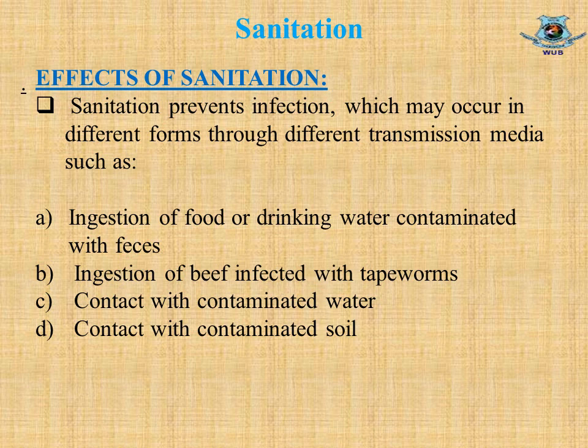Effects of sanitation. That means how sanitation prevents infections. Sanitation prevents infection which may occur in different forms through different transmission media such as: first one, ingestion of food or drinking water contaminated with feces. Feces means excreta. Then ingestion of beef infected with tapeworms. This happens when we eat beef of infected ones. Contact with contaminated water, and the last one is contact with contaminated soil. If we have good sanitation, we can be safe from this.